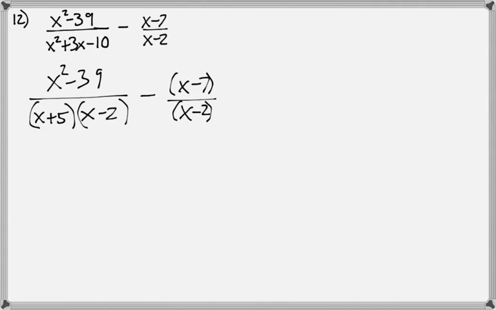So for my LCD, I have 1 x plus 5 here. I don't have any x plus 5's here, but it's the greatest number of times you see it in any one denominator. So because I see it once, I need to have it once. Here I have 1x minus 2. Here I have 1x minus 2. So the greatest number of times that you see it is once in any one denominator. So we need an x minus 2.